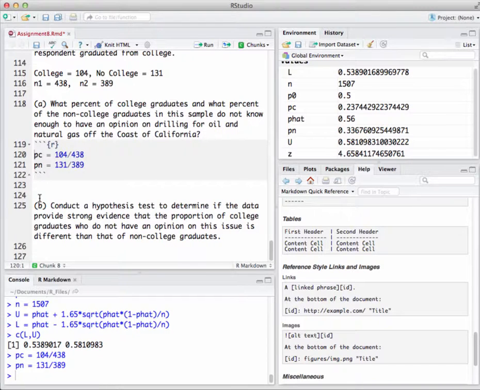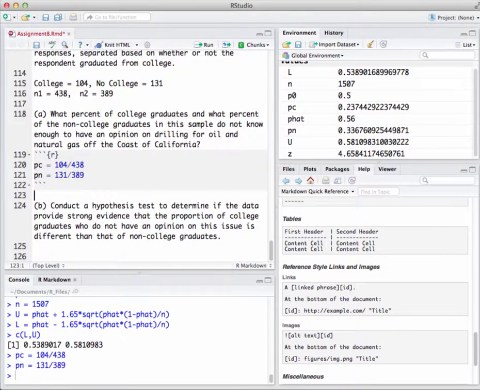Okay, now part B, they just basically throw us off the deep end and say, conduct a hypothesis test to determine if the data provides strong enough evidence that the proportion of college graduates who do not have an opinion on this issue is different from that of the non-college graduates. Okay, so we go through our same process, the usual steps for conducting a hypothesis test. So our first step here, part I, is going to be to state the hypotheses, and we will also check in and make sure that the assumptions are met.